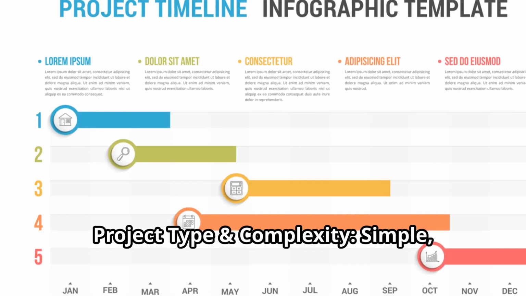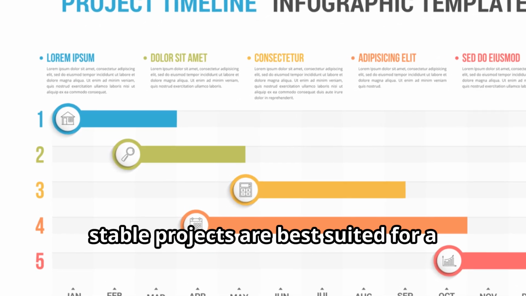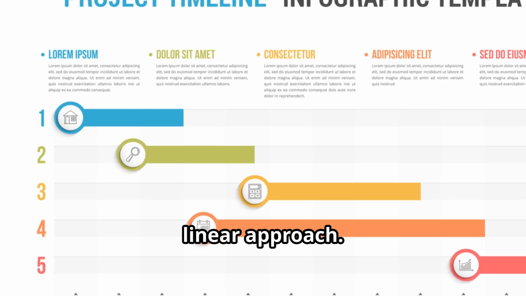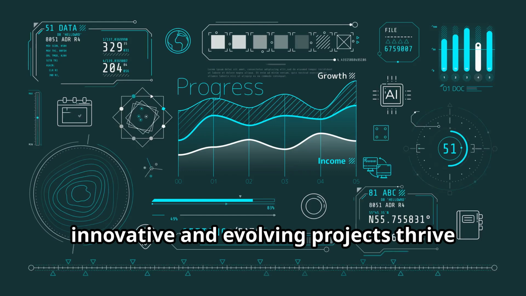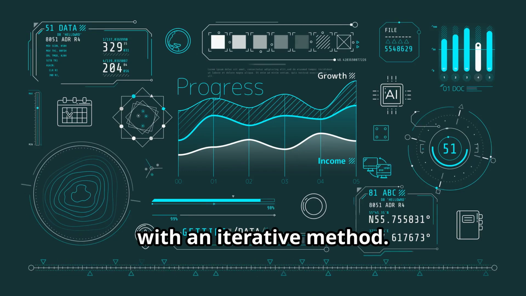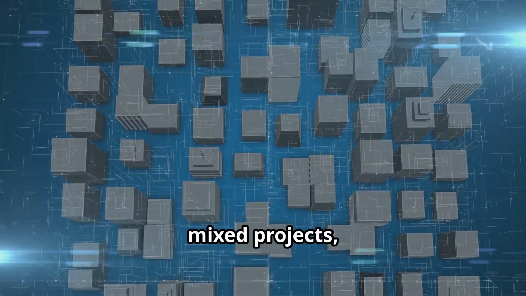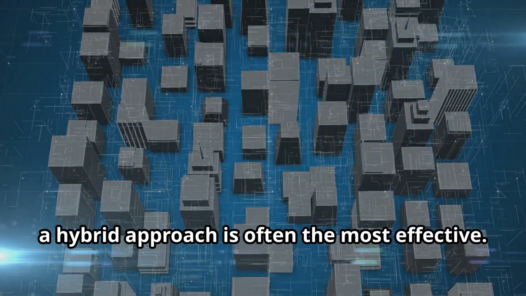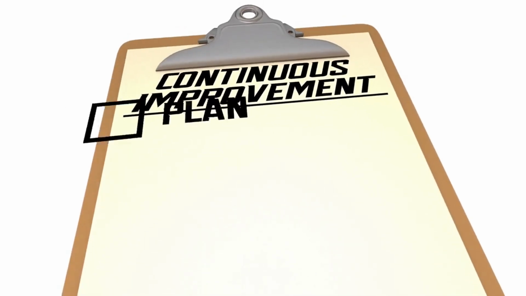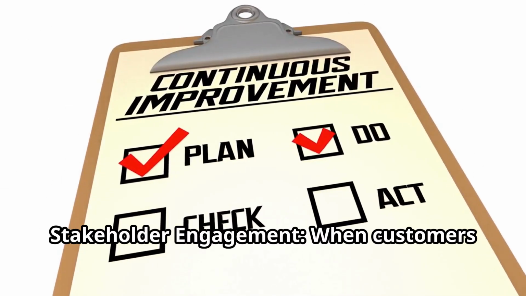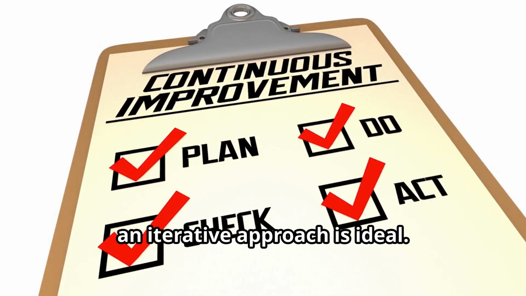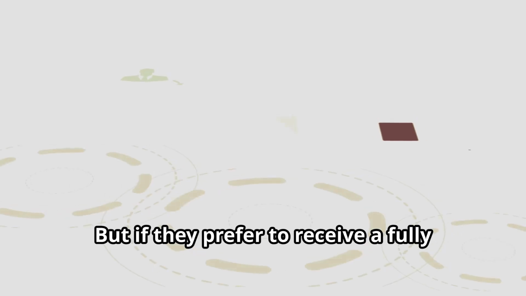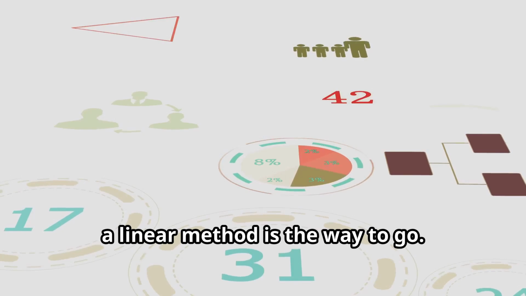Project type and complexity. Simple, predictable, stable projects are best suited for a linear approach. On the other hand, innovative and evolving projects thrive with an iterative method. For large, mixed projects, a hybrid approach is often the most effective. Stakeholder engagement. When customers need ongoing feedback, an iterative approach is ideal, but if they prefer to receive a fully completed product, a linear method is the way to go.